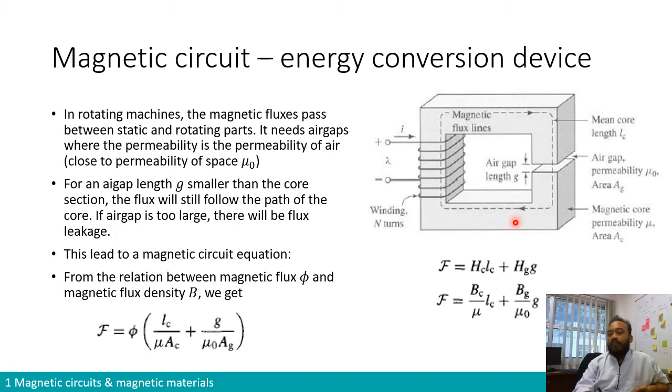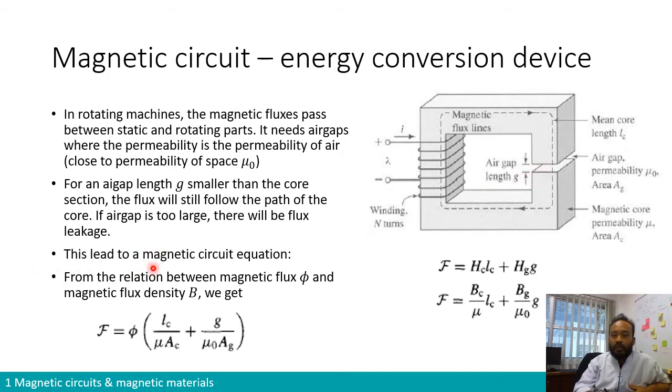So in order to write equations related to a magnetic circuit, we need all the magnetic flux lines, all the flux, to be confined in that area in the core. So we need to have a smaller air gap. So in electrical machines, in motors, we have very small air gaps, and it is a very crucial design parameter inside an electrical machine.